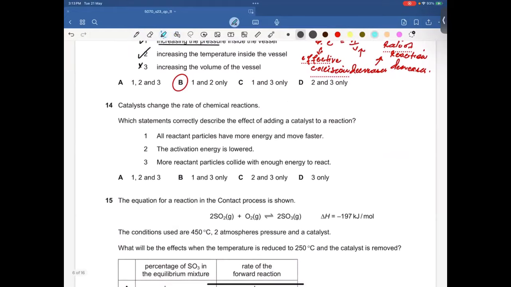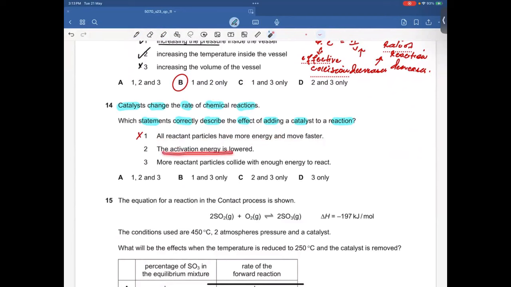Question number 14. Catalysts change the rate of chemical reaction. Which statement describes the effect of adding a catalyst to the reaction? So all reacting particles have more energy and move faster. A catalyst only lowers the activation energy. All right. So if a catalyst lowers the activation energy, obviously the particles cannot have more energy. So the first statement is absolutely incorrect.